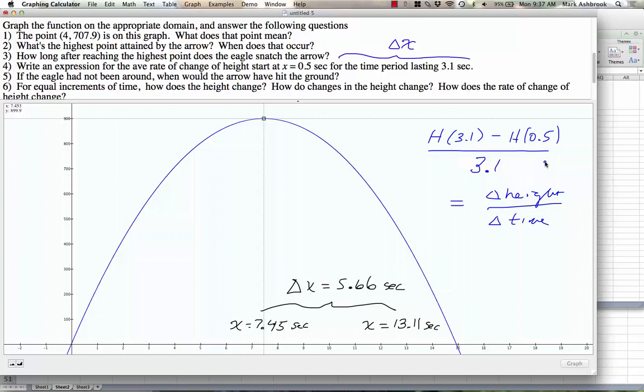Okay, now what about the change in height? Do we have to alter that? So we do need final value of height minus initial value of height. Do we have that? Yeah, so now we're going to need 3. The final value of height will be the height at 3.6 seconds since being shot, minus the height at 0.5 seconds since being shot.